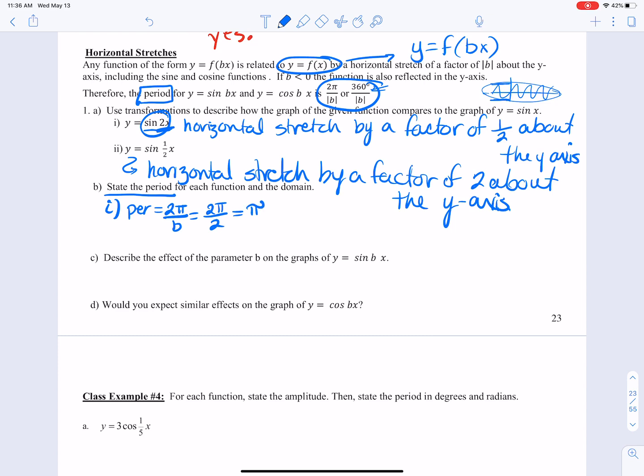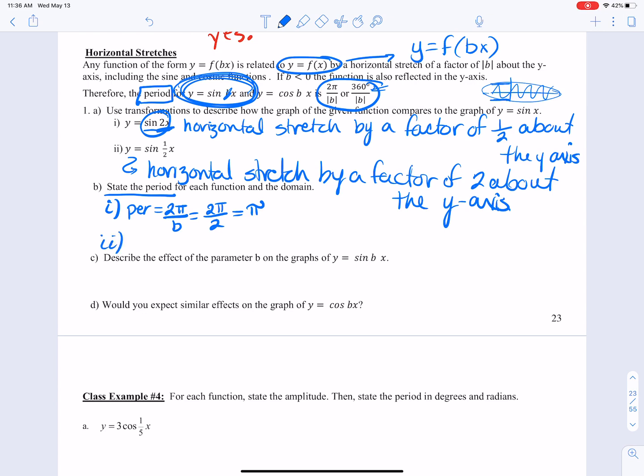So we know that the standard period for a regular sine function, this guy right here, just without a b value, that is 2 pi. So if I horizontally stretch it by a factor of a half, it's going to take that period down to pi. So that graph is going to repeat after every pi units on the x-axis.